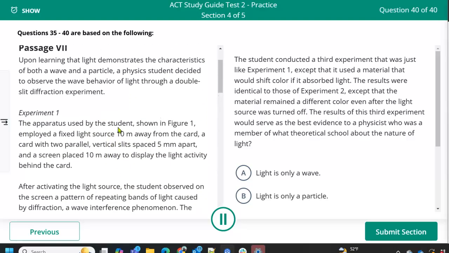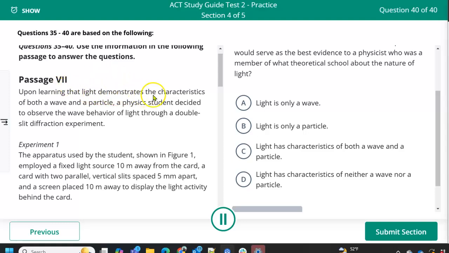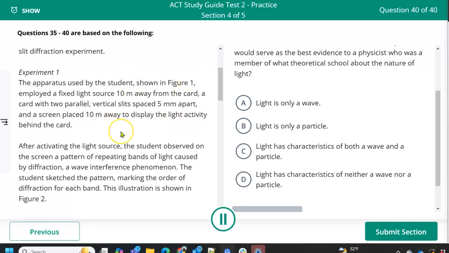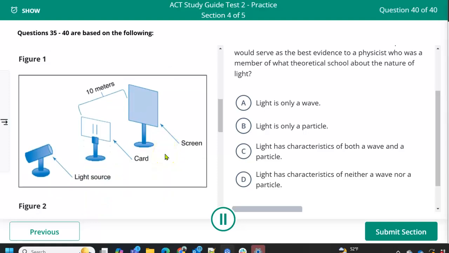All right, so it's definitely, well, what are the answers here? Only a wave, only a particle, both a wave and a particle, or neither. All right, well, it's definitely a wave because they talk about the wave, wait a minute. Okay. Upon learning that light demonstrates the characteristics of both a wave and a particle. All right. I feel like they're kind of giving us the answer there, but they're talking about wave behavior throughout this. The wave behavior of light, something about wave. Diffraction is a wave interference phenomenon. Okay. So it's a wave.